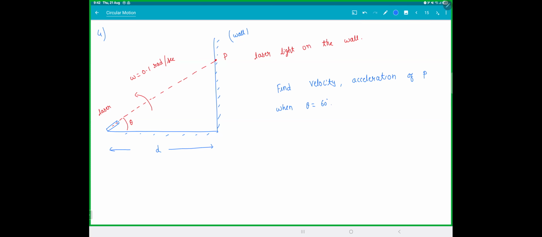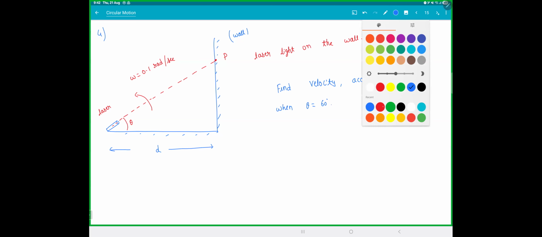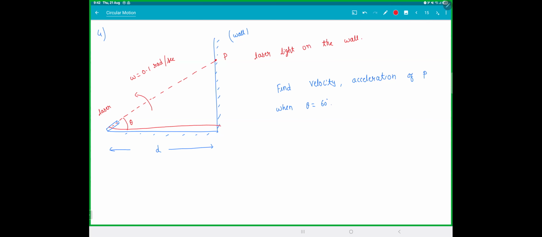Is the question clear, everyone? When theta is 0, the light spot will be here. Theta 10 degrees here, 20 here, 30 here, and so on. This thing is continuously going up. So the point P is moving. Find the velocity and the acceleration of point P when theta is 60 degrees.